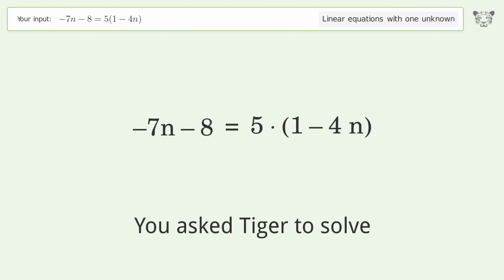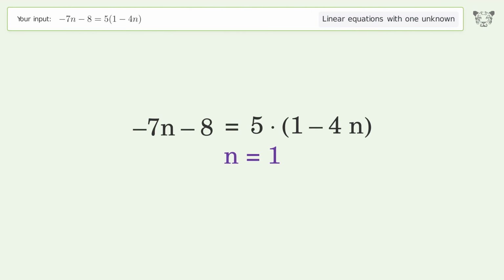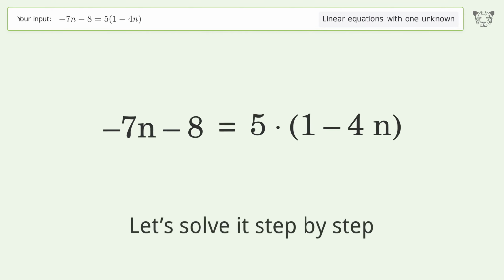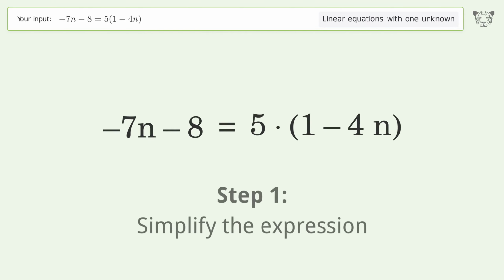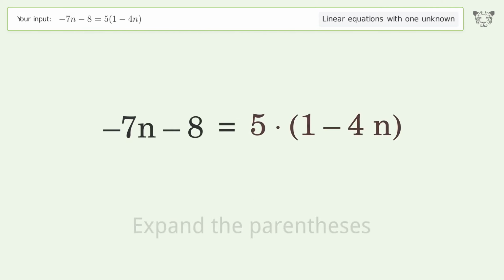You ask Tiger to solve this. This deals with linear equations with one unknown. The final result is n equals 1. Let's solve it step by step. Simplify the expression. Expand the parentheses.